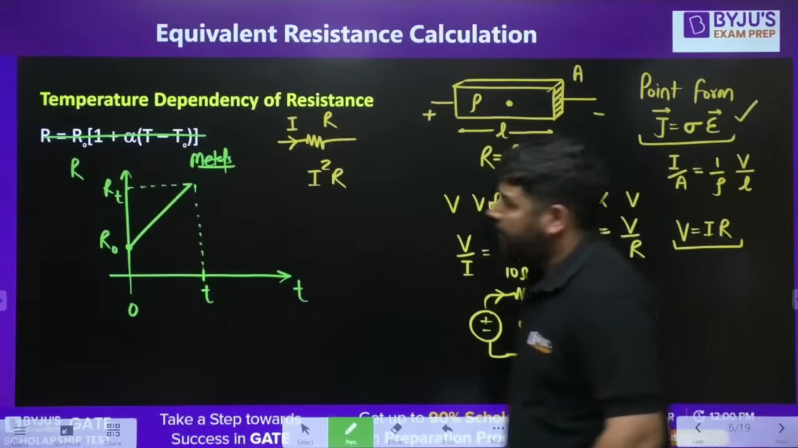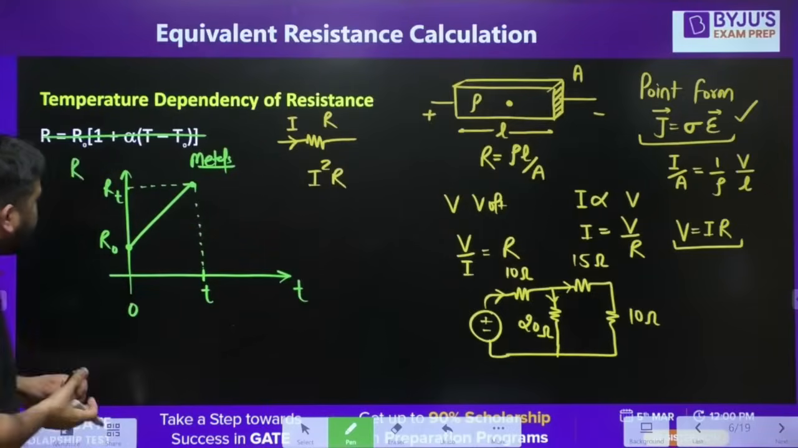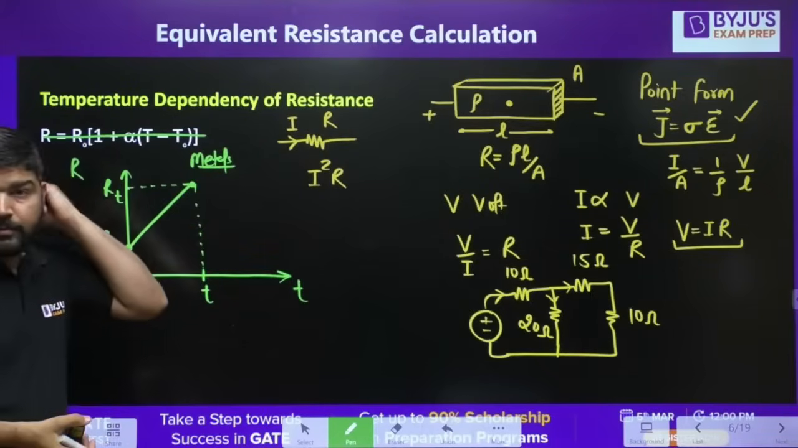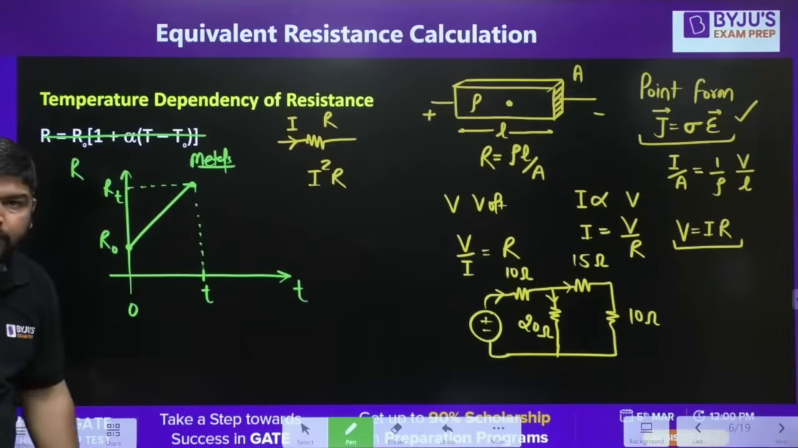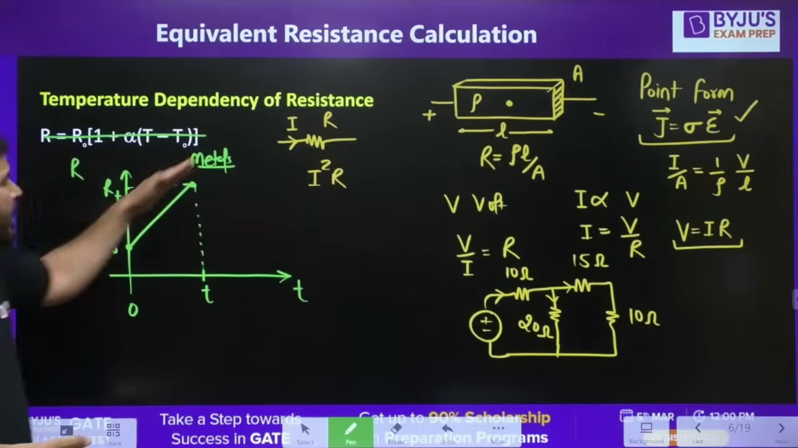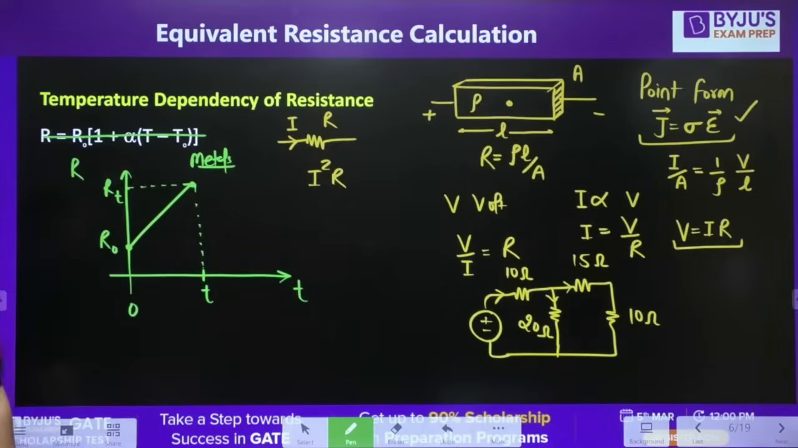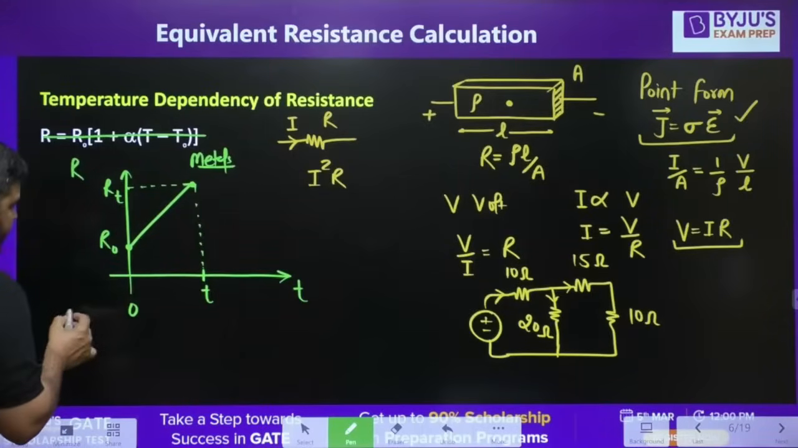Now what I need to do is draw a relation of RT. I need to write RT in terms of R naught. How to write RT in terms of R naught? That is very simple. You need to write the equation of this line. So if you write the equation of this line, then you can write it easily.